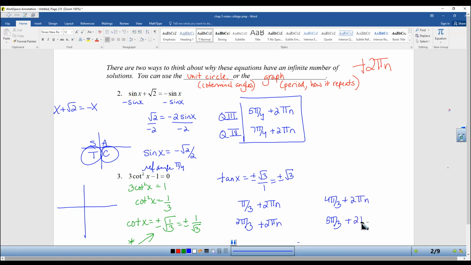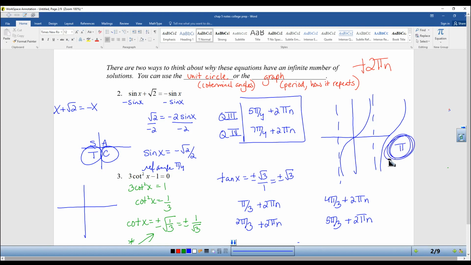But actually, do I want to add 2 pi n? Do you guys remember why we were adding 2 pi n? Because that was the period of sine. Sine had these two values, but then after it finished its period, it had those two values again. So every 2 pi n it did. But with tangent, remember that tangent's period is what? Tangent has pi halves, negative pi halves, and then it repeats right away again. Tangent's period is only pi. So what do you think we're going to add to this one? We're just going to add pi n.